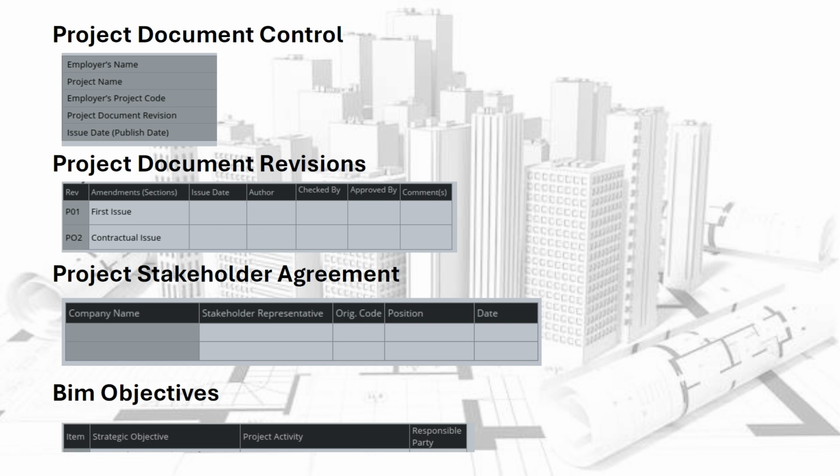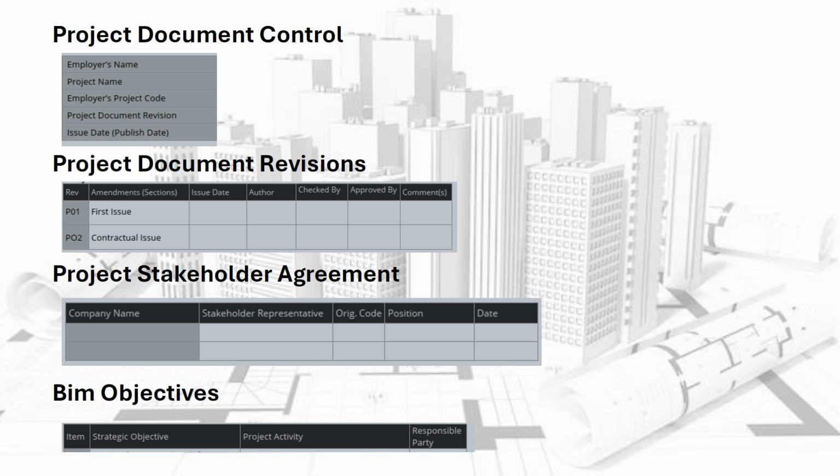Checked by, the person who reviewed and verified the accuracy and completeness of the revision before it was issued. This could be a quality control, QC, officer, or senior team member. Approved by, the individual who authorized the revision and gave formal approval for it to be issued. This could be the project manager, design lead, or client representative. Comments. Any additional notes or context regarding the revision. This is helpful for explaining the reason for changes or highlighting significant updates made in each revision.